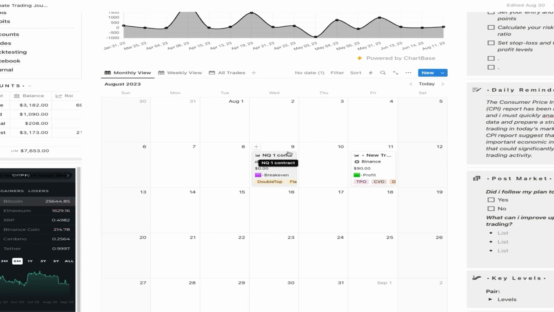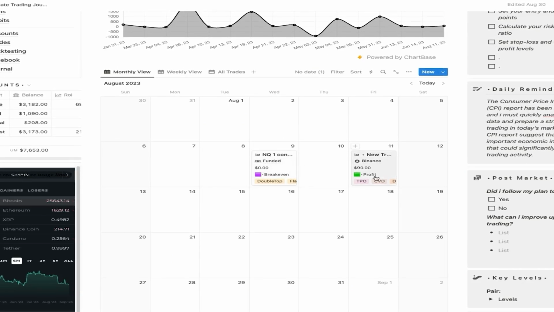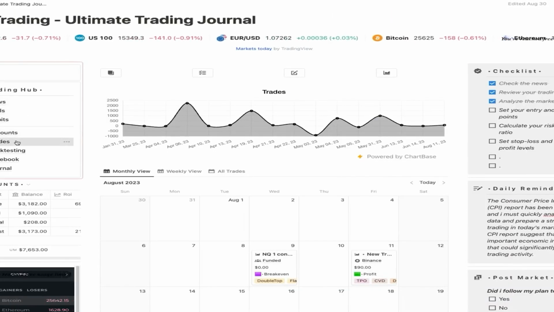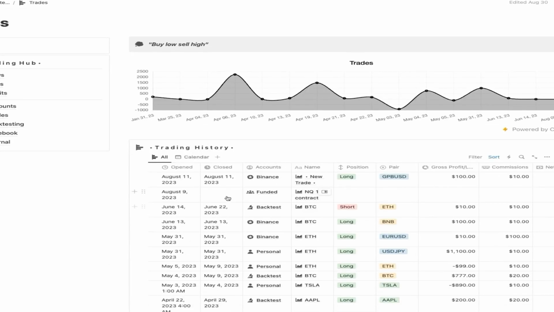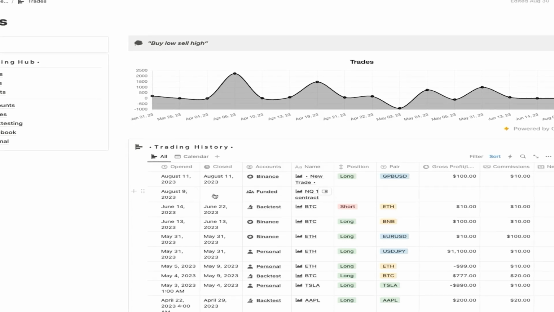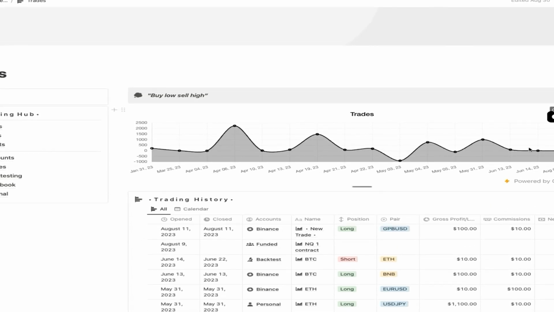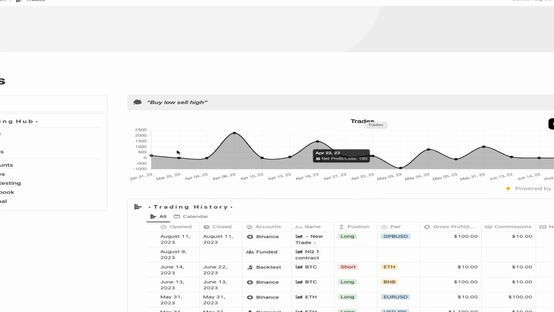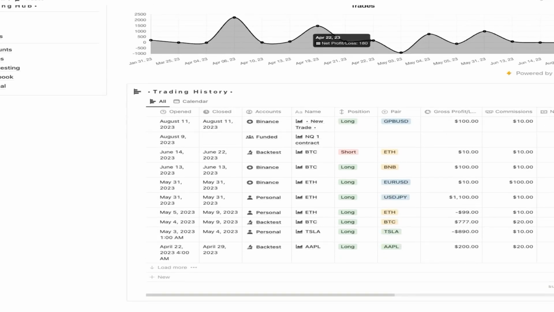Once you're done logging that trade, it will show up here on your calendar, and then it will automatically be plotted everywhere else inside the trading journal. So as you can see right here, that NQ 1 contract trade shows up here in your trading history, and then it will also be plotted here on your trade tracking graph. This will track your P&L all in one place automatically with whatever you log here in your trading journal.